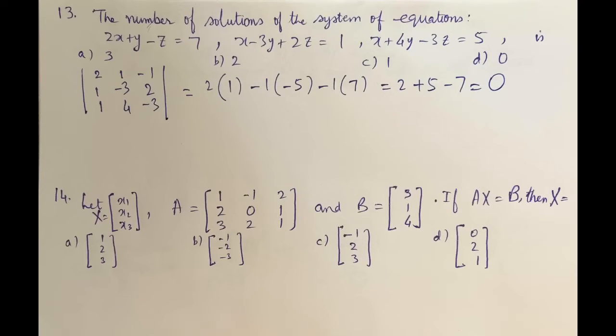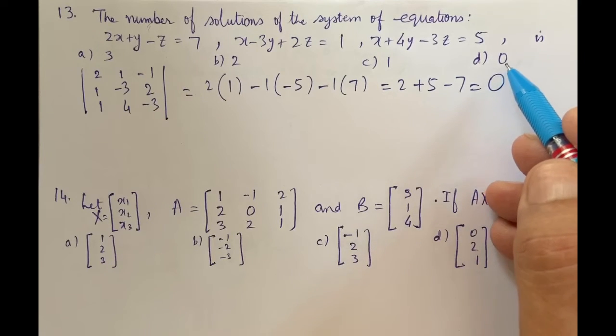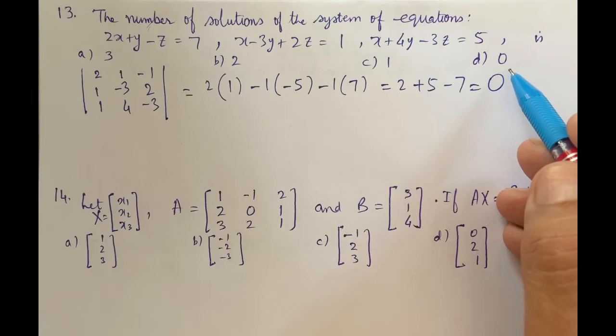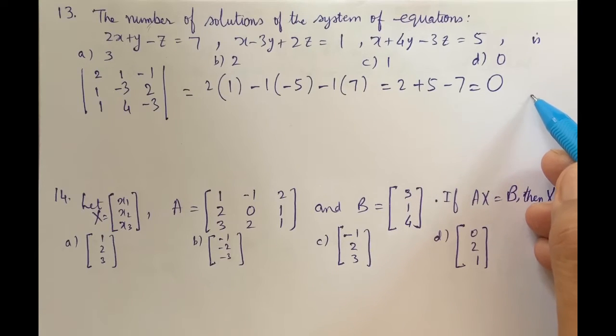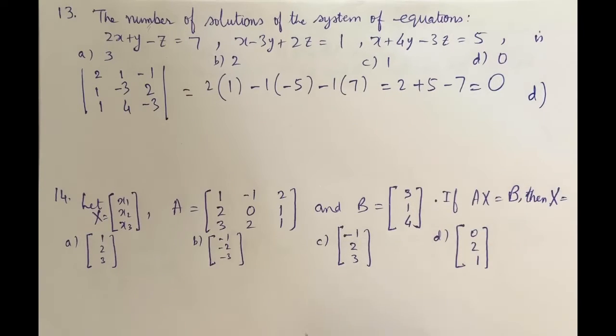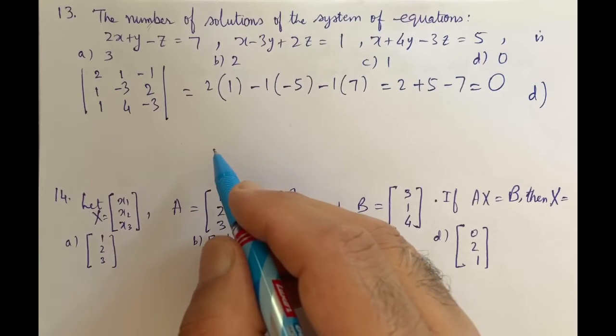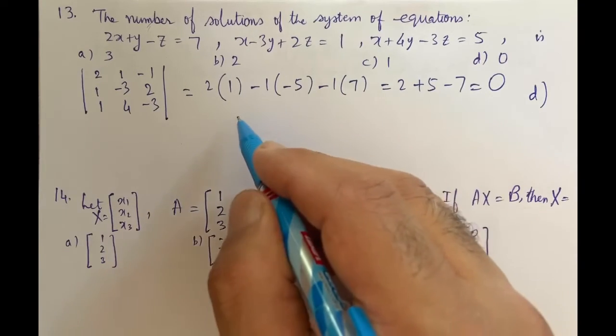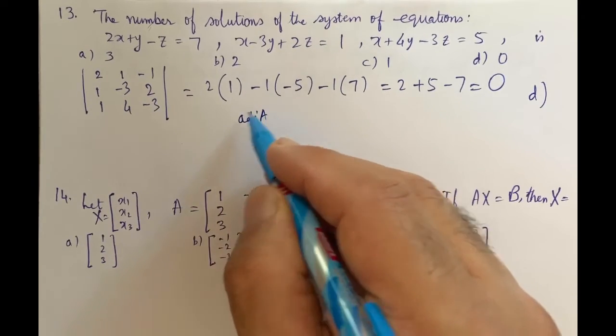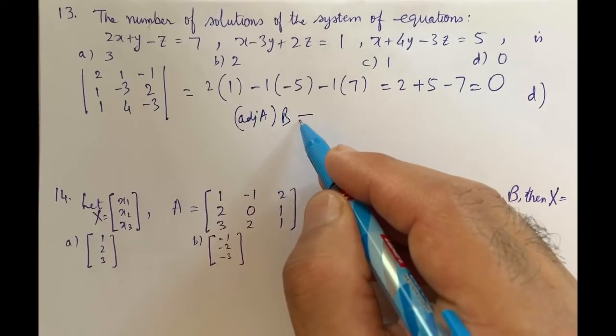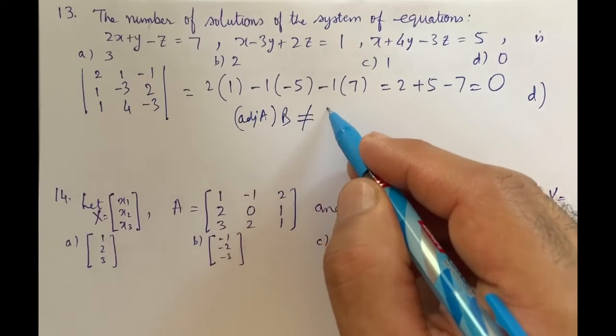So since the determinant is equal to 0, this will not have a unique solution. So the only possibility is that this will have 0 solutions, that is D is the option. You should verify that adjoint of A into B, in this case, will not be a null matrix.